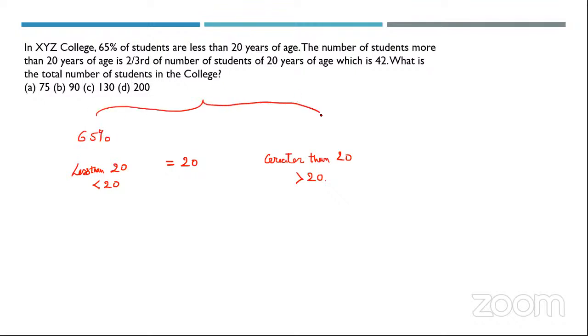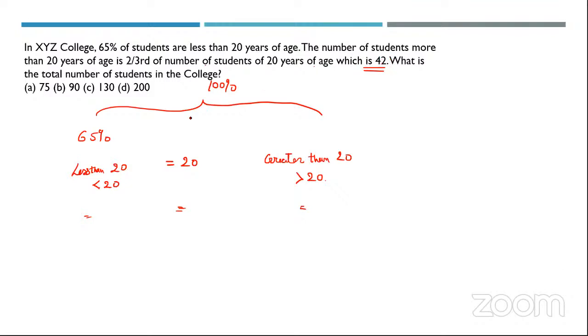So overall, there will be 100% of the students. This is 65%. The number of students more than 20 years of age is 2/3 of the number of students of 20 years of age, which is 42. So what does this 42 equal to? Is 42 equal to 20, or greater than 20, or less than 20? Right, RK, what is it equal to? Can anyone reply quickly?